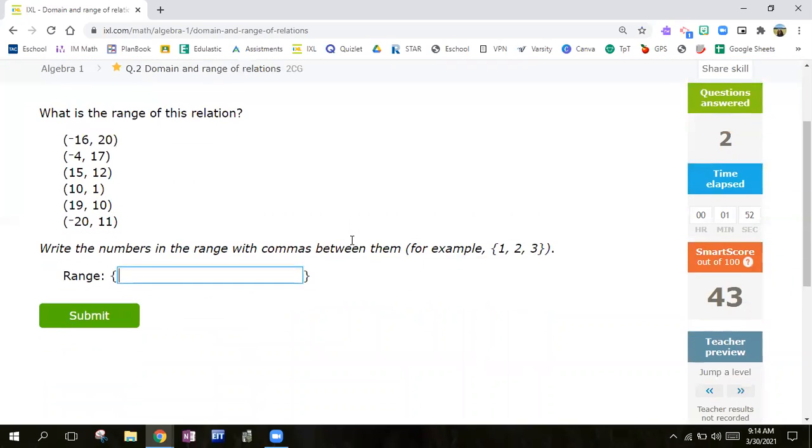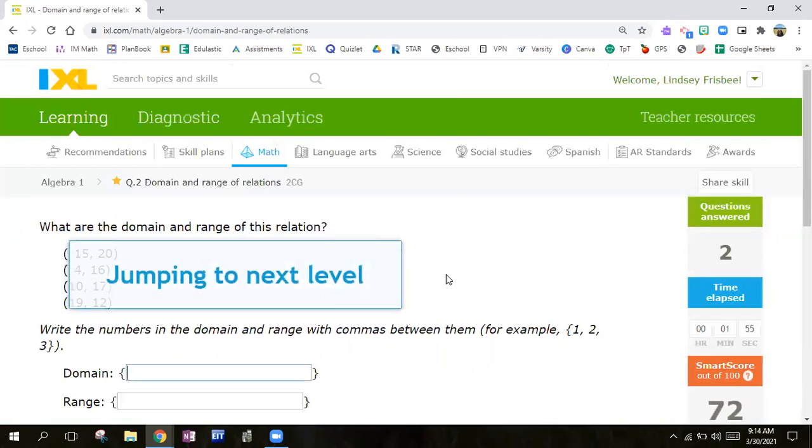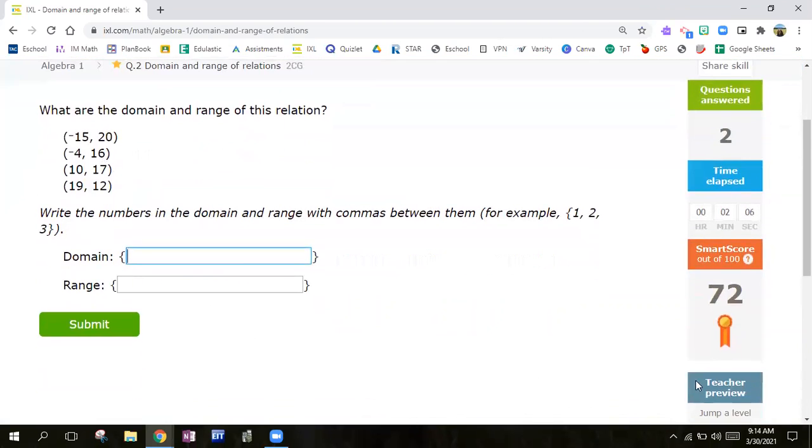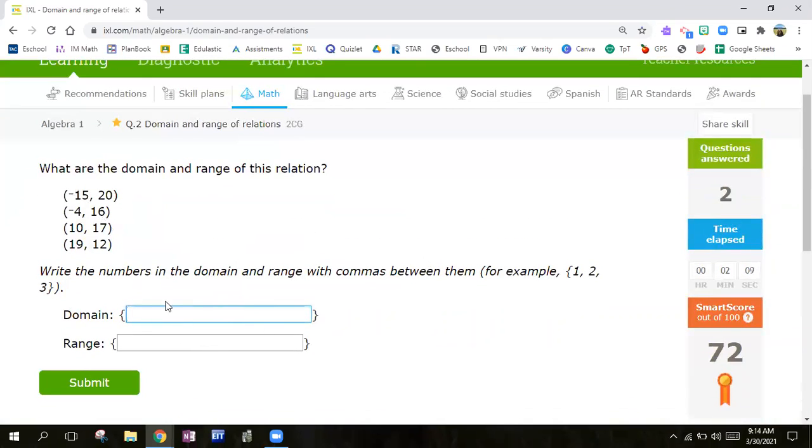Next level, it just gives you more. Next level. This one gives you both. This is what I was talking about earlier, if it wants the domain and the range. So let's look. Okay, so domain. What is my smallest domain? -15. What is my smallest? Next one, -4. Then what? 3, then 10, then 19. So I put my domain in order.